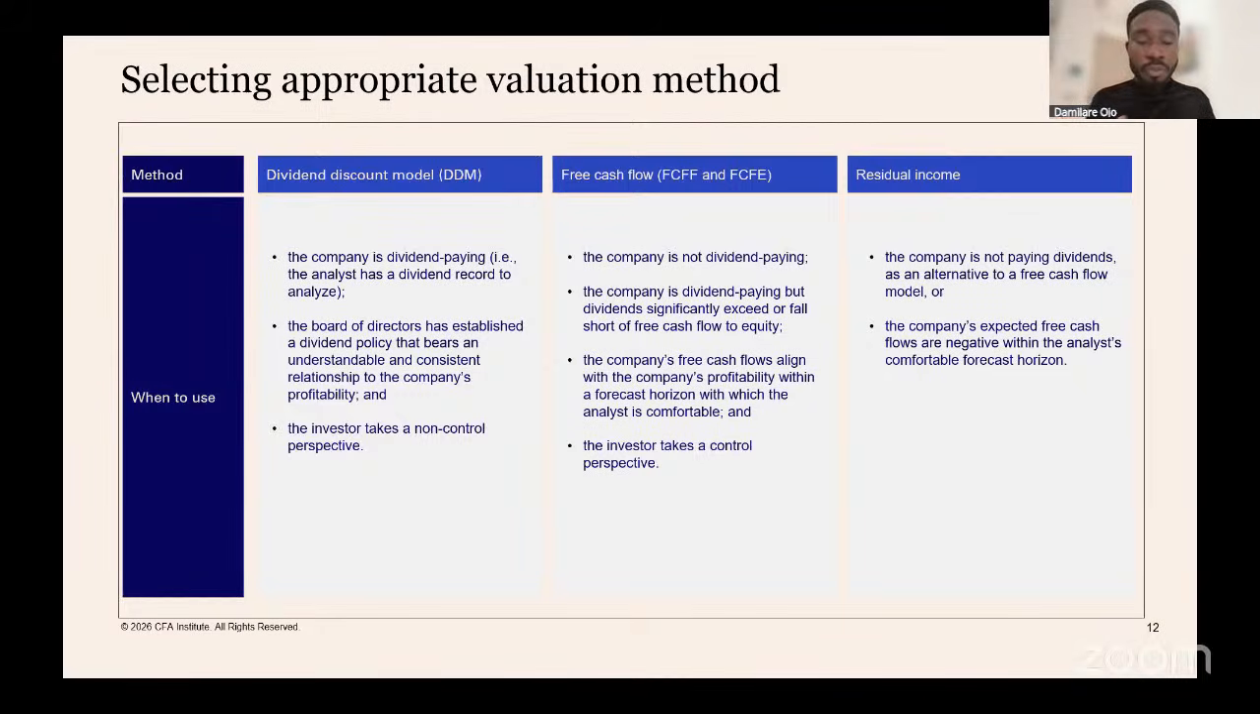Simplified, you have a dividend history. You know that the board has said they will continue to pay dividend, at least by their policy, and that dividend policy is consistent with the company's profitability. So if they say, for instance, we'll pay 70% of our EPS, earnings per share, as dividend, you have a dividend payout ratio that you can use. Or in moments where earnings increase, dividends increase.